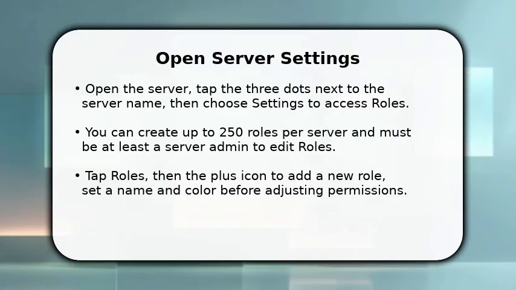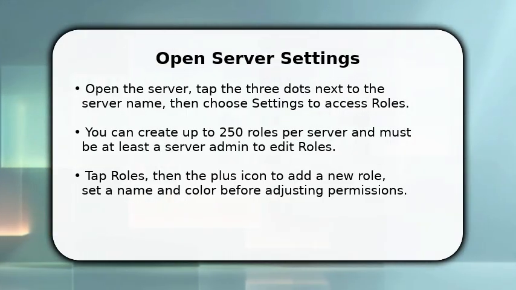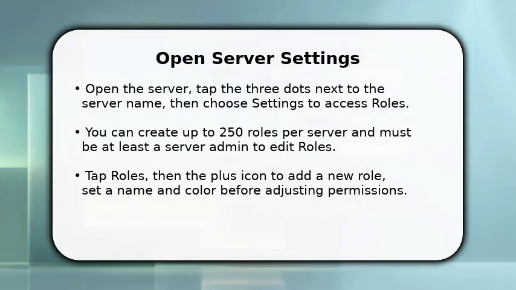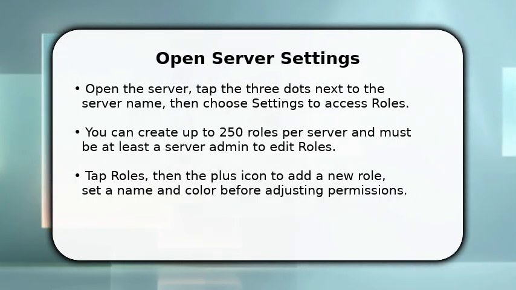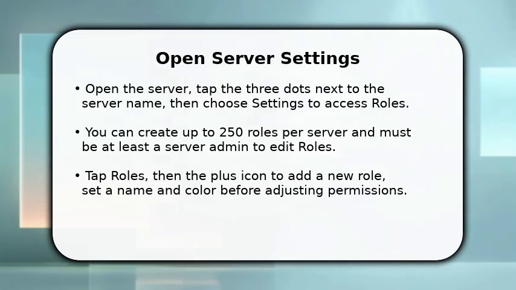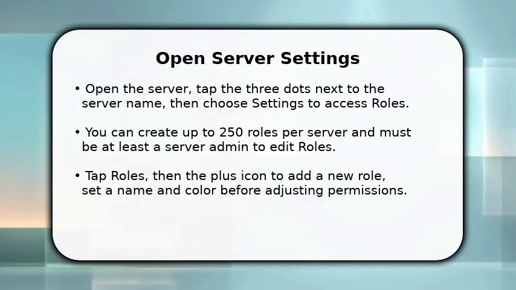Start by opening Discord on your phone and entering the server where you will create roles. Tap the three dots next to the server name, then choose Settings to open Server Settings. In Server Settings, select Roles to view the role list. Discord allows up to 250 roles per server. Only users with Manage Roles or Administrator permissions can add roles.